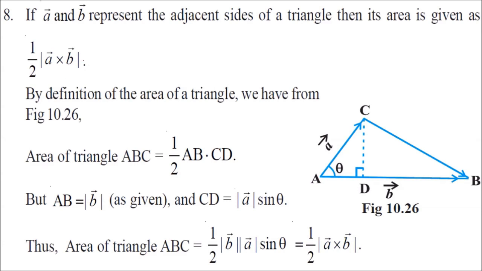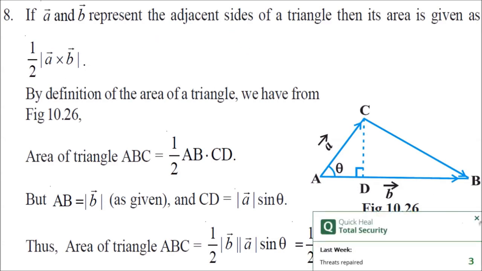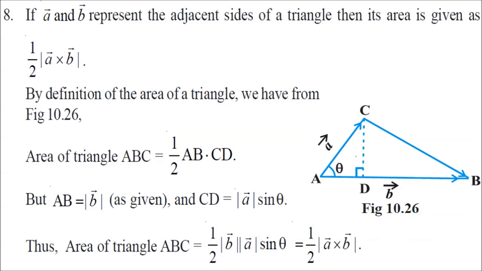If a and b represent the adjacent sides of a triangle, then you can find the area of that triangle. How? Half into a cross b. I'll tell you. This is a triangle, with a as this vector and b as this vector. Now let us join BC and drop a perpendicular from C to AB. What is the area of this triangle?